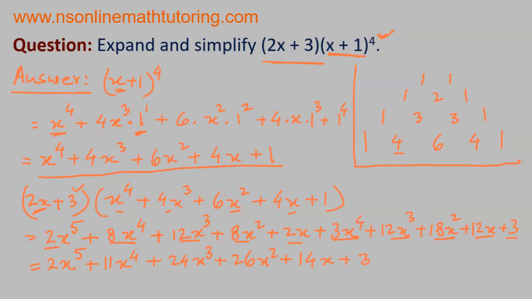So this is our final answer for our question. Expand and simplify 2x plus 3 times x plus 1 raised to the power of 4. Okay. So let us move on to the next question.